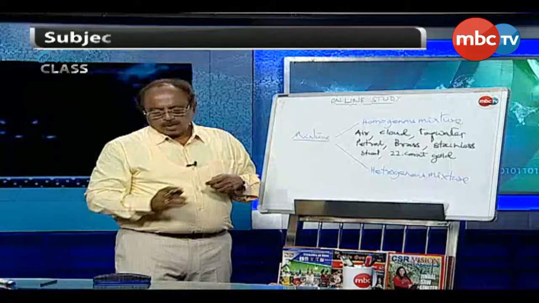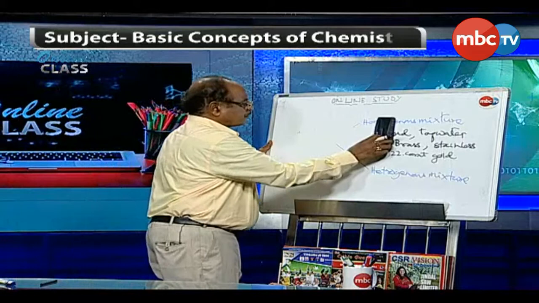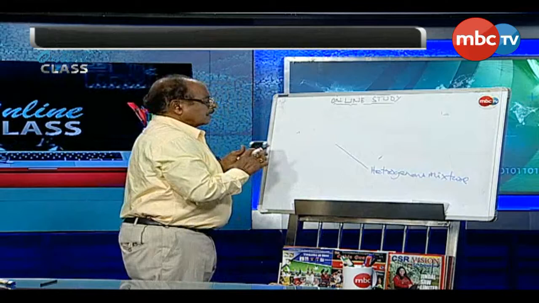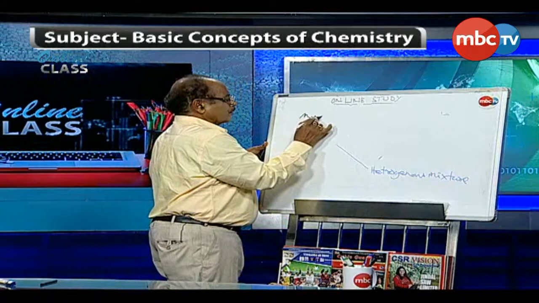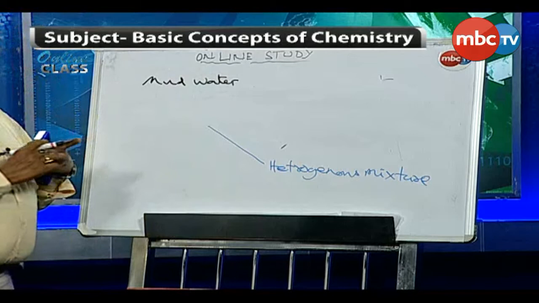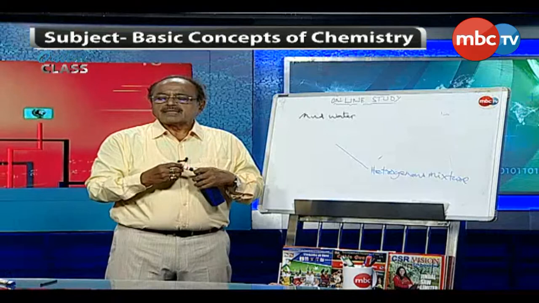Now we'll come to the heterogeneous mixture. In the heterogeneous mixture, an example we can take for liquid is mud water. Mud water is an example of a heterogeneous mixture, where we can identify the particles of mud and also water simultaneously present in it.